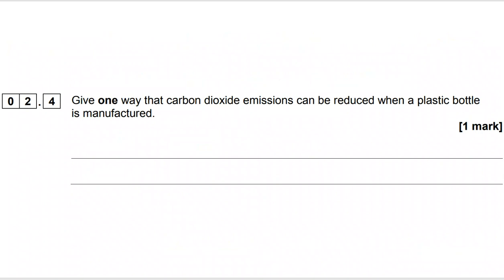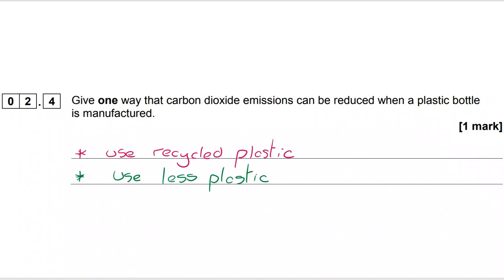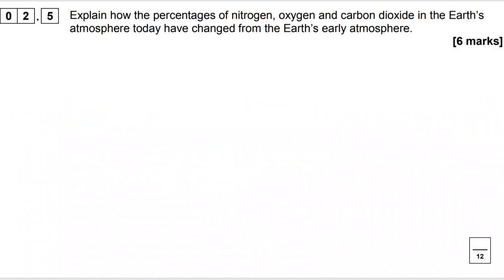On to 2.4, give one way that carbon dioxide emissions can be reduced when a plastic bottle is manufactured. Again, a couple of different ways that you could do this. If you use recycled plastics, they will need less energy, so carbon dioxide emissions will be less. Alternatively, you could simply make them with less plastic. They might be thinner.